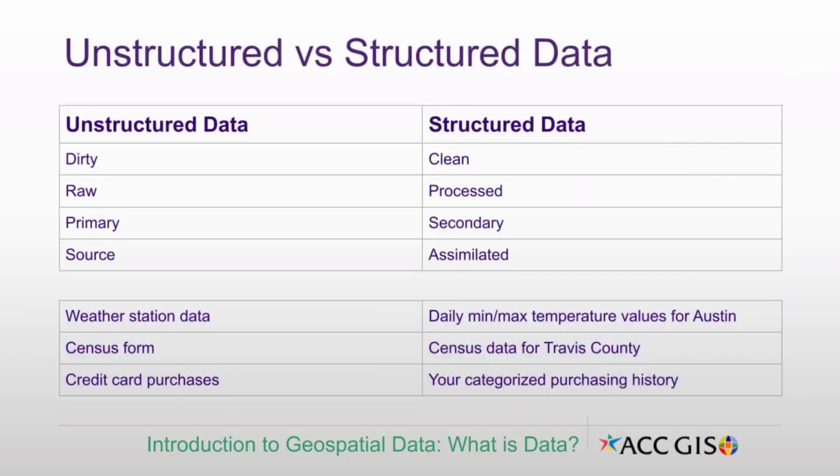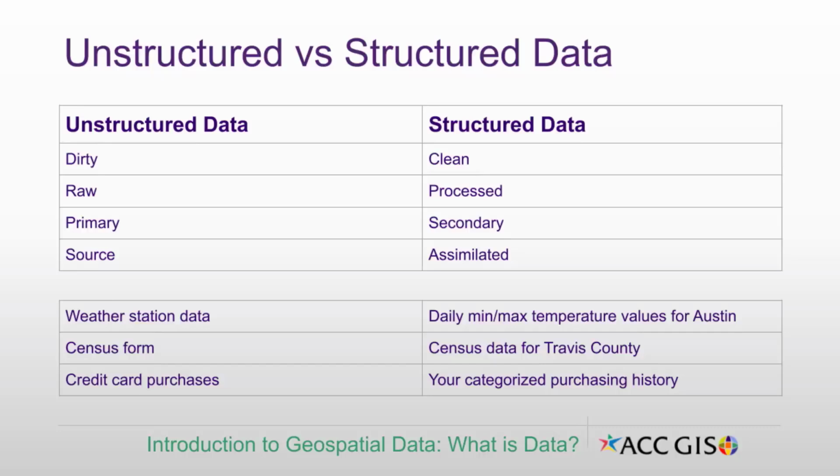So here you can see in summary, unstructured data is considered dirty or raw. Often primary data is unstructured, and you're typically getting it from the source, or we call it source data. Structured data tends to be more cleaned, processed. It's often secondary data that we're accessing, and the data has already been assimilated. It's also a lot more usable at that point.